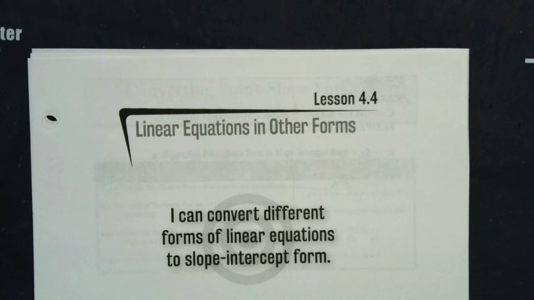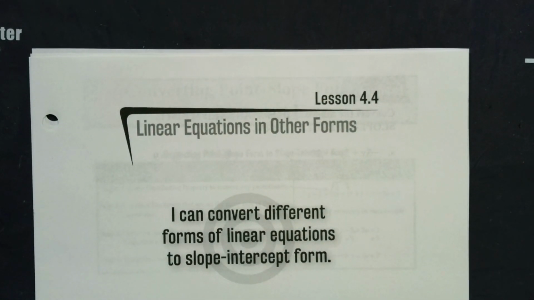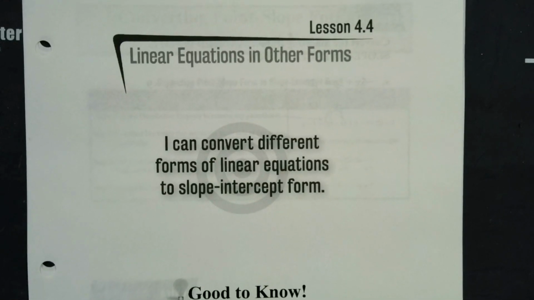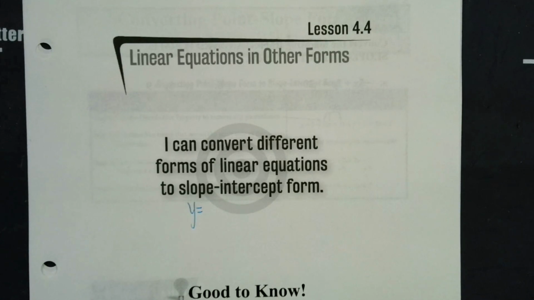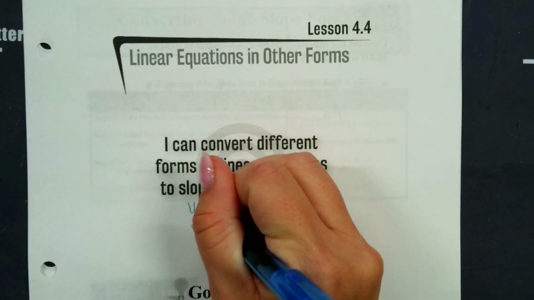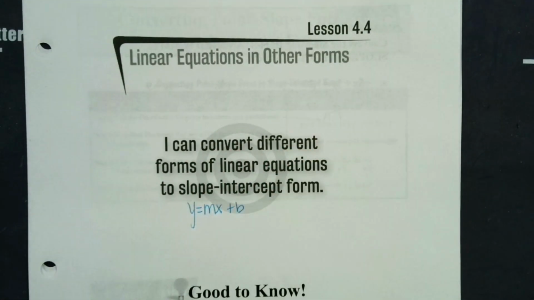All right, it says I can convert different forms of linear equations to slope-intercept form. What is slope-intercept form? Does anyone remember? Starts like this. Y equals mx plus b. That is slope-intercept form. So all those equations that were just in your Explore activity, not all of them were in slope-intercept form, were they? Which made it more confusing because we know how to pick a graph from slope-intercept form. We don't from all these other different forms.